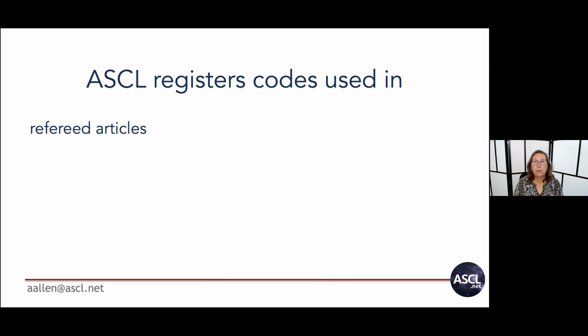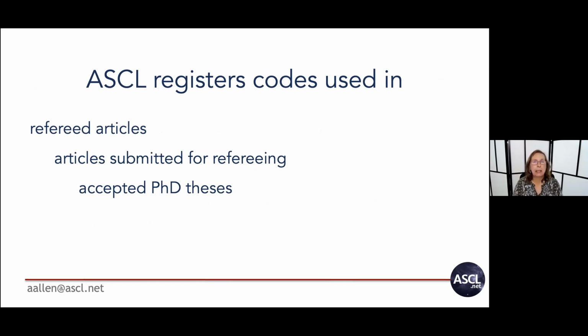We register codes used in refereed articles or articles submitted for refereeing or accepted PhD theses. As Chris Lintott mentioned yesterday, the acceptance rate for research papers in astronomy is extremely high. He said about 85% across the largest society-owned journals. But for all astronomy journals, it's over 90%. So we feel secure in registering codes that are used in articles that have just been submitted for refereeing, because we're pretty sure those papers will be published. So that's the first criterion.